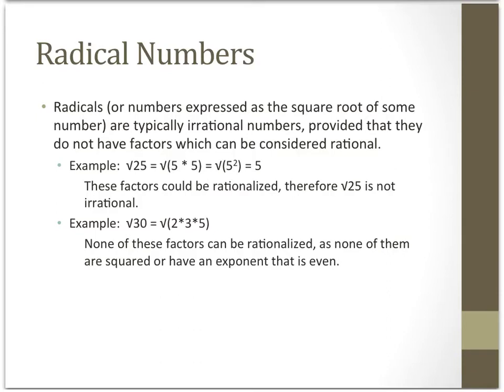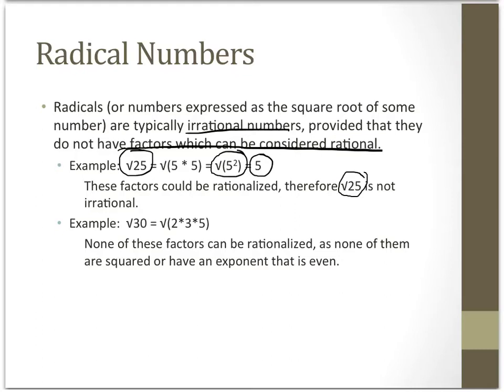Now let's talk about radicals, or square roots. They are typically irrational numbers, provided they do not have factors that can be considered rational. Like the square root of 25 can be broken down into the square root of 5 times 5, which is the square root of 5 squared, which would be 5. Okay, so therefore the square root of 25 is not irrational, it is in fact rational.